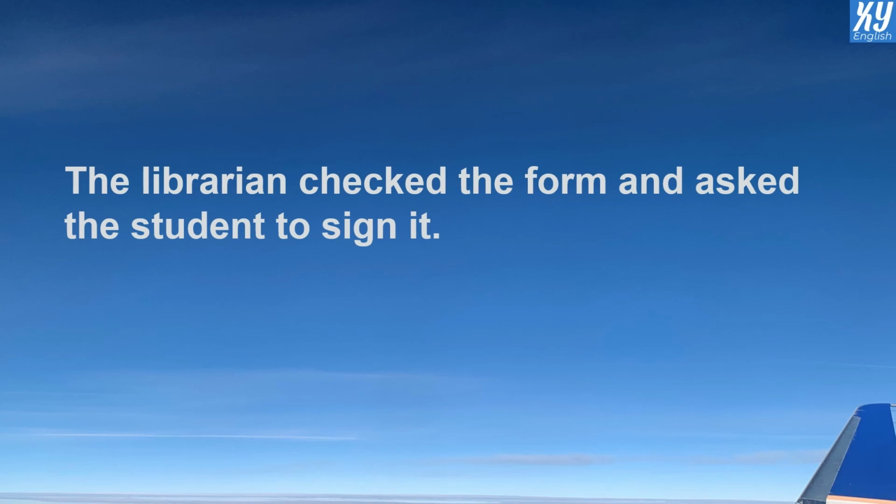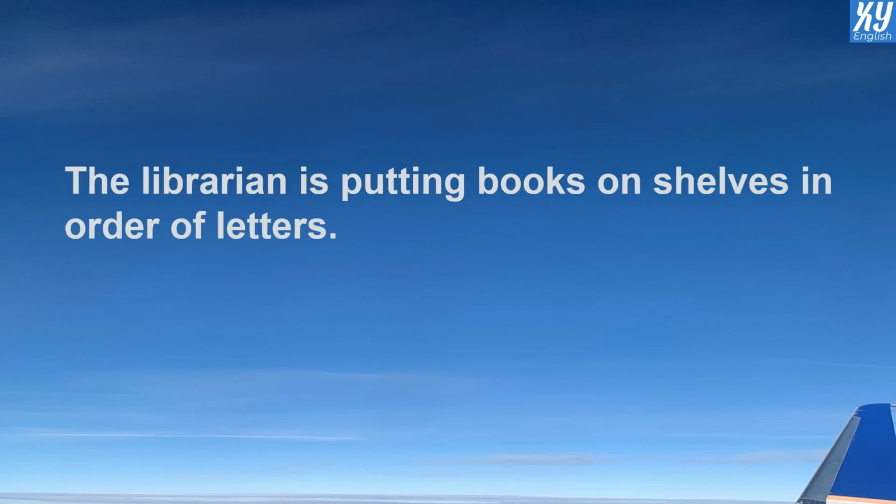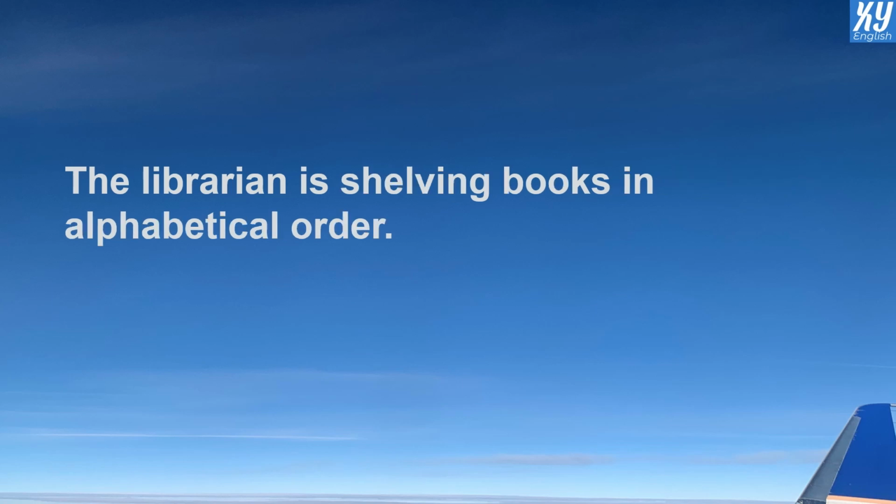The librarian checked the form and asked the student to sign it. After signing, the librarian gave the student a new library card. The librarian is putting books on shelves in order of letters. The librarian is shelving books in alphabetical order.